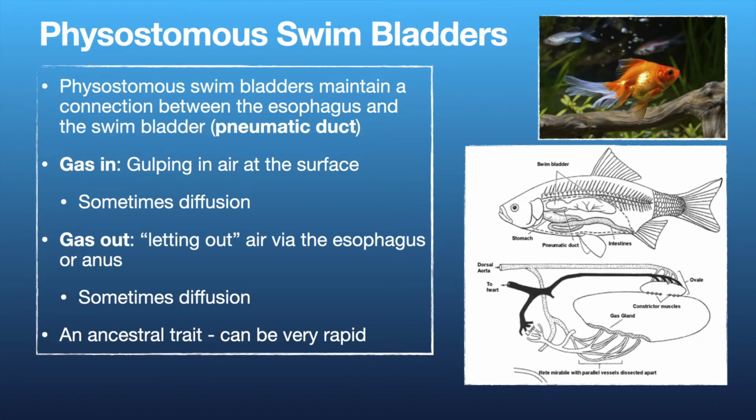Physostomous swim bladders, on the other hand, maintain a connection between the swim bladder and the esophagus through a channel called the pneumatic duct. In order for gas to enter, fish actually have to surface and gulp in air through their mouth. And in order for gas to exit, the fish has to let out the air via either the esophagus or the anus. In reality, physostomous swim bladders use a combination of this pneumatic duct and the diffusion process of physoclistous swim bladders. This connection to the esophagus is actually an ancestral trait, although there is the benefit of rapidly increasing the buoyant force on the fish.